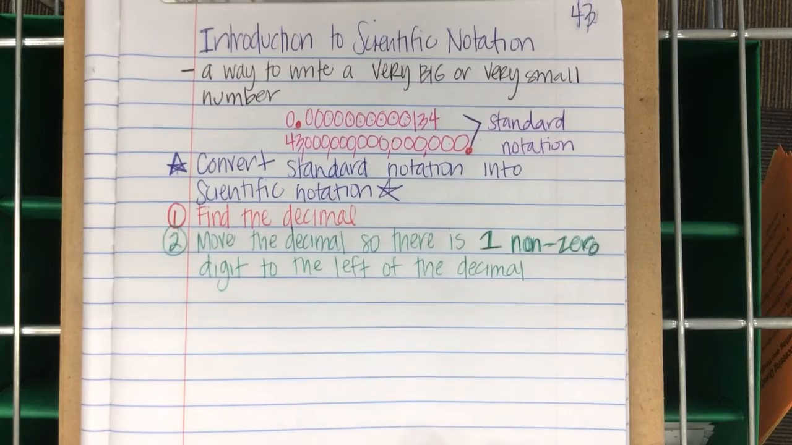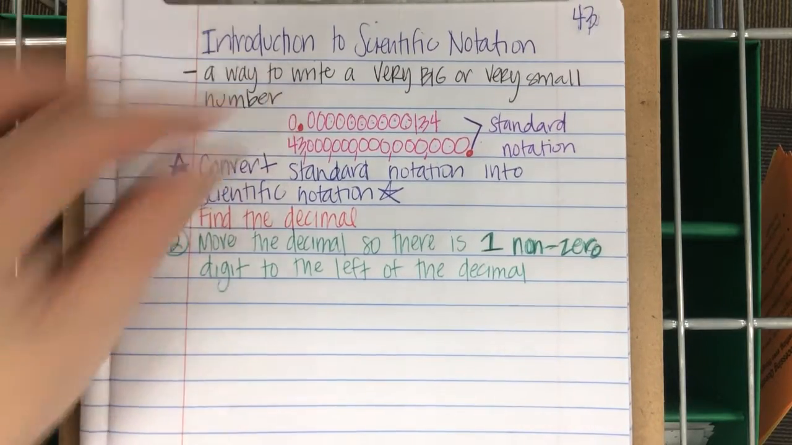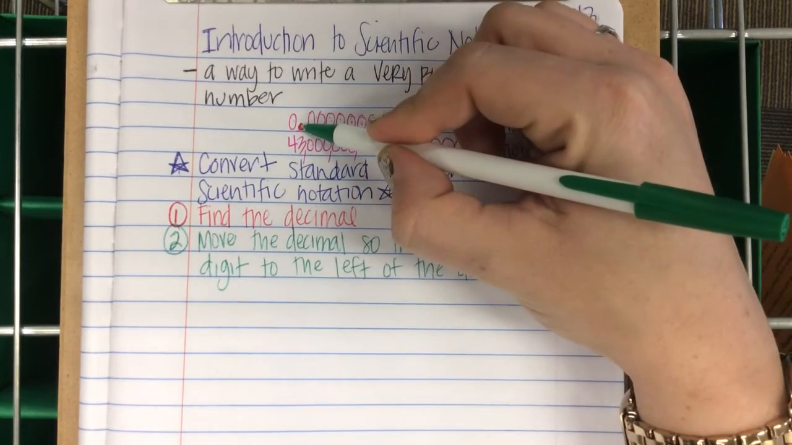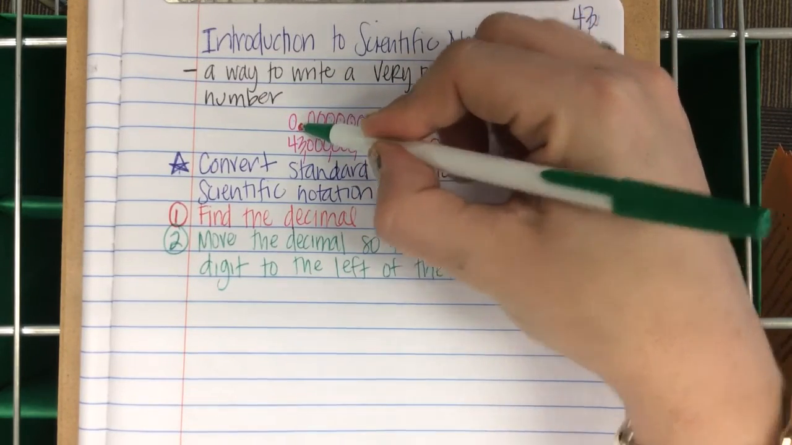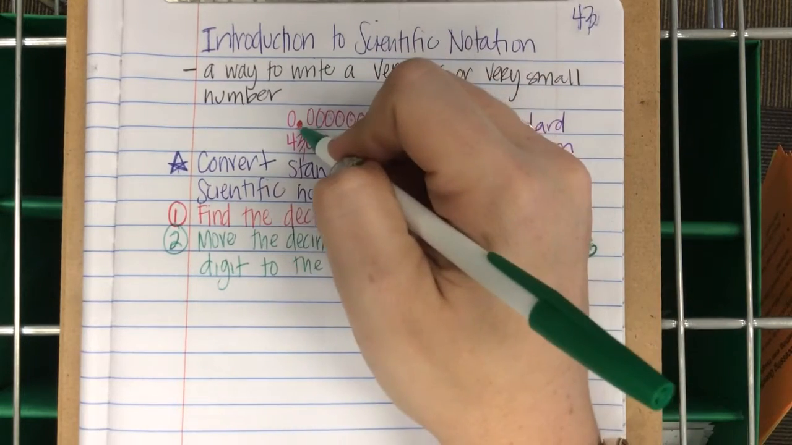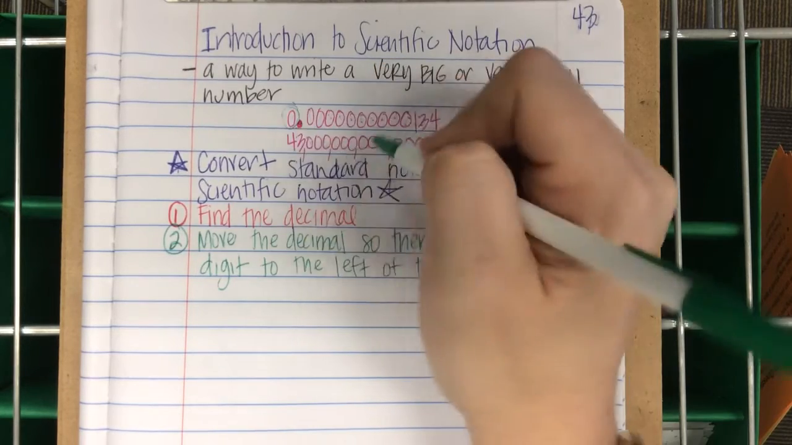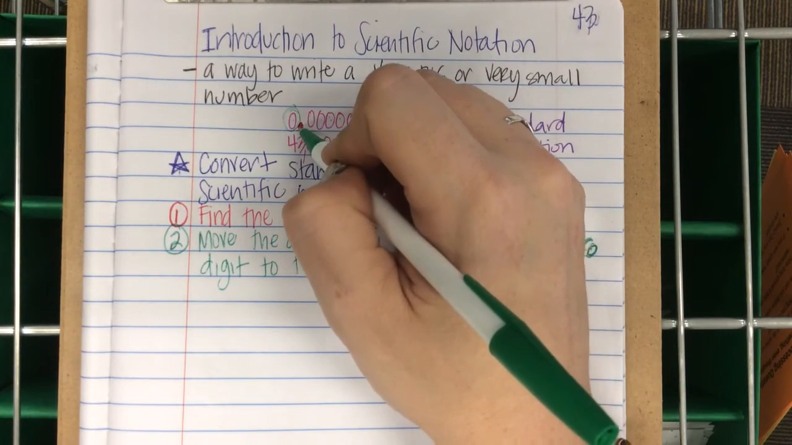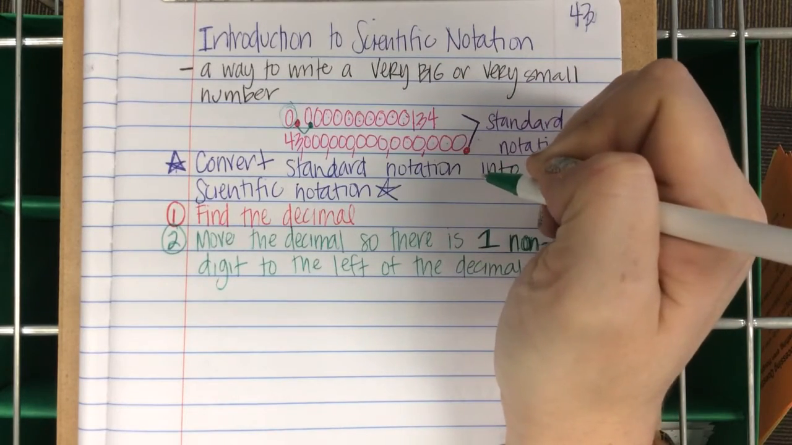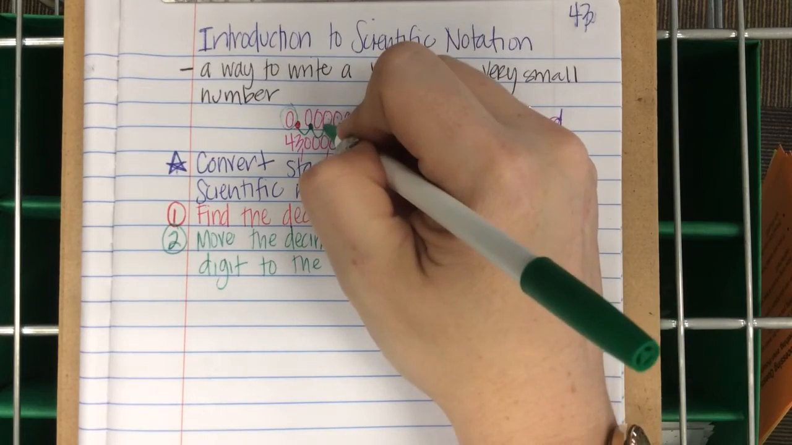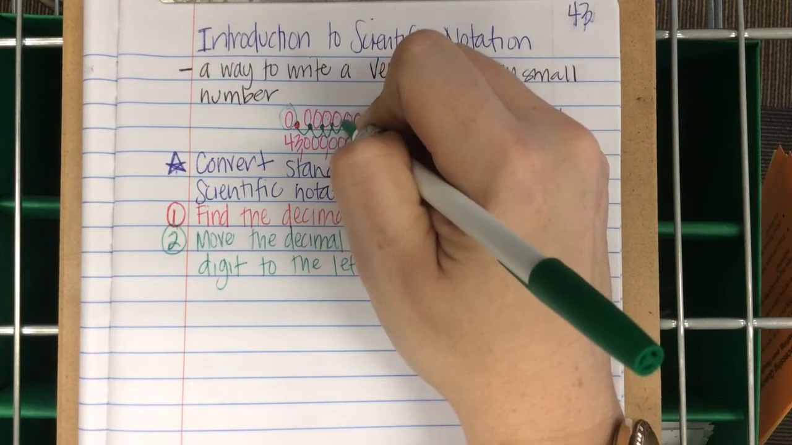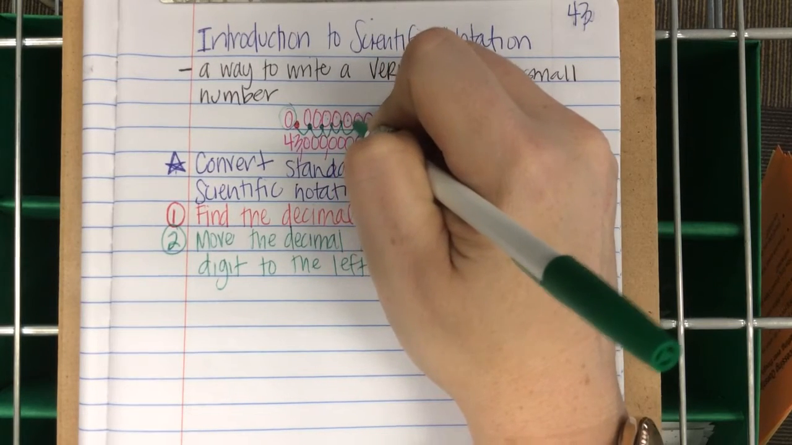So let's do step 2 to our 2 examples up here. Step 1 was find the decimal, which is right here. Step 2 is move the decimal so there's 1 non-zero digit to the left. And if I look, there's 1 digit to the left, but what is it? 0. And I don't want 0, so I'm going to move it to right there. It's still 0. So I'm going to move it again. Still zeros. So you keep going.